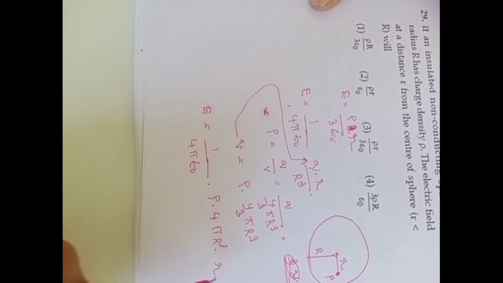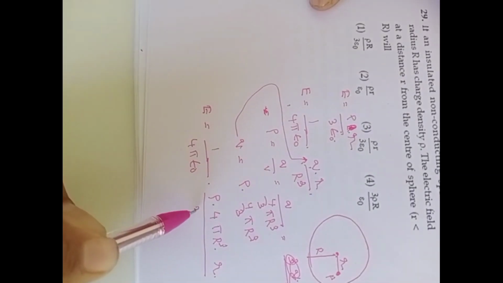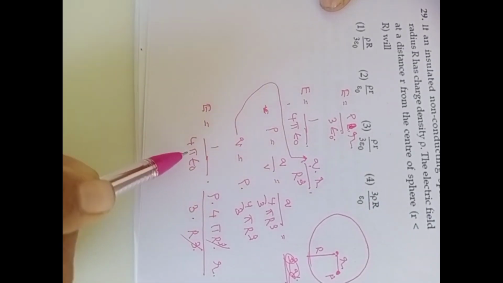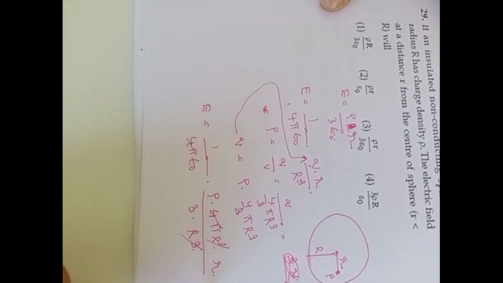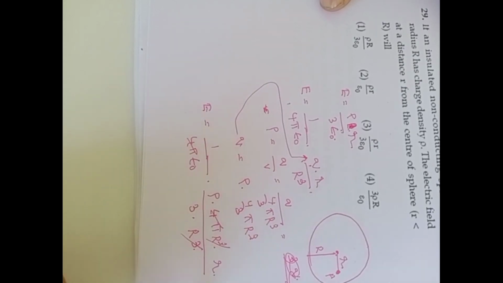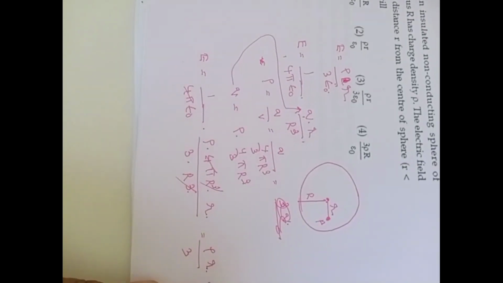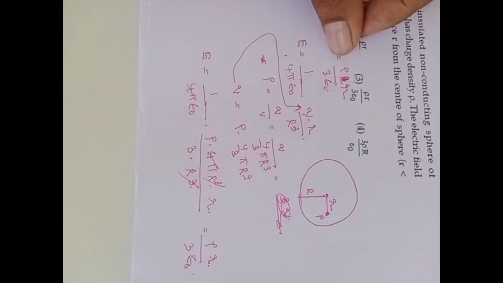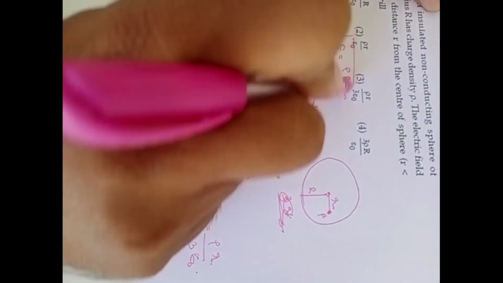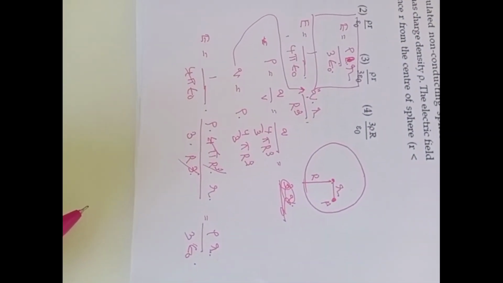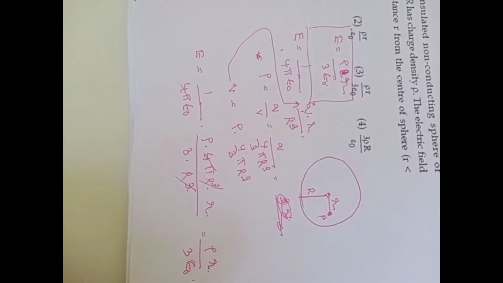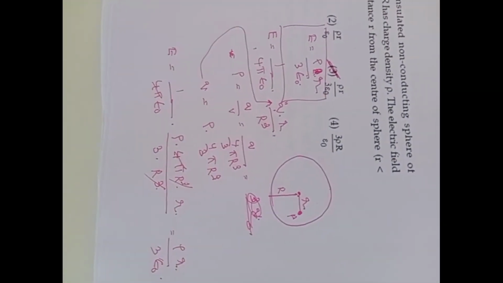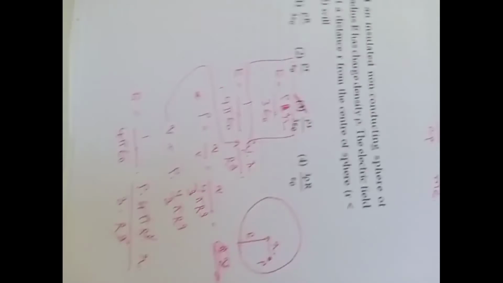R cube into small r. This 3 will come to the denominator. Here R cube is there. R cube, 4 pi. Then rho r by 3 epsilon naught. Okay. Like this we will get the answer. Just the direct formula we gave in the synopsis, you check it. Rho small r by 3 epsilon naught. Answer for this will be this one. Clear? Next. 30 you see.